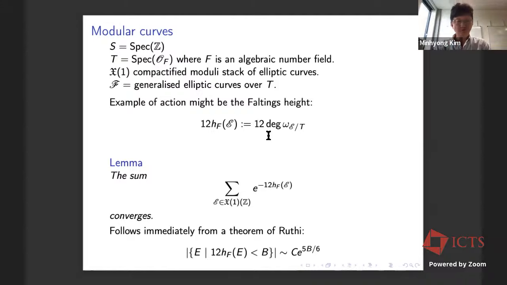Anyway, the proof is very easy. It follows from a theorem of Ruthie, I don't know if I'm reading the name correctly. There are earlier versions of the theorem, but I'm just citing the latest one, which was formulated in terms of Faltings height. If you look at those elliptic curves such that 12 times the Faltings height is less than B, that count behaves roughly like e to the 5B over 6. If you consider that, you'll see that you get convergence.